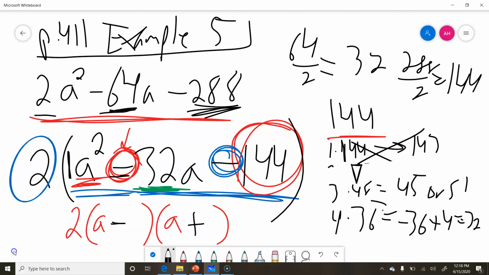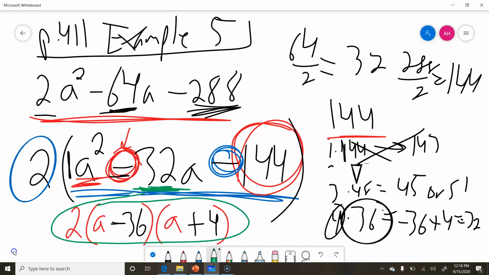So all I do now is say 36, you're going in the bigger one. 4, you're going in the smaller one. And there is my answer. Okay, so this down here circled in the green turns out to be my final answer.